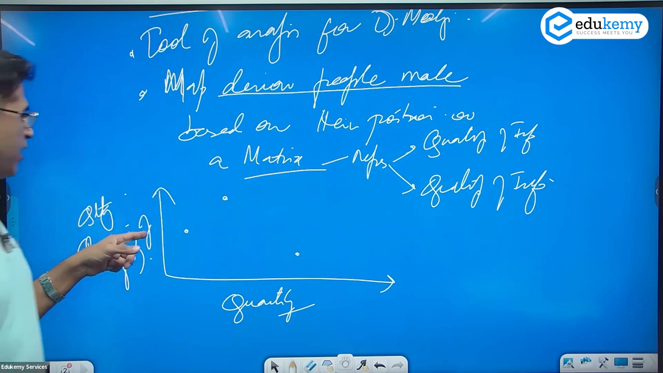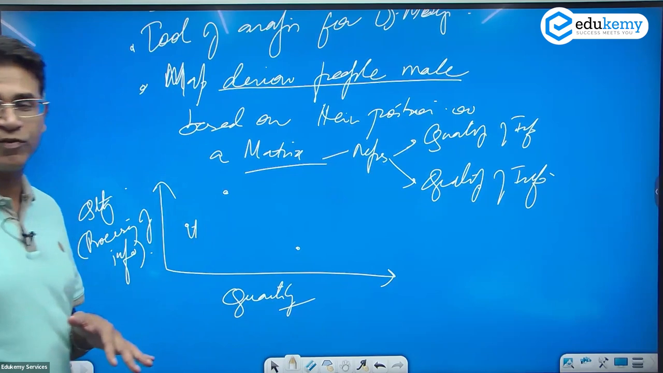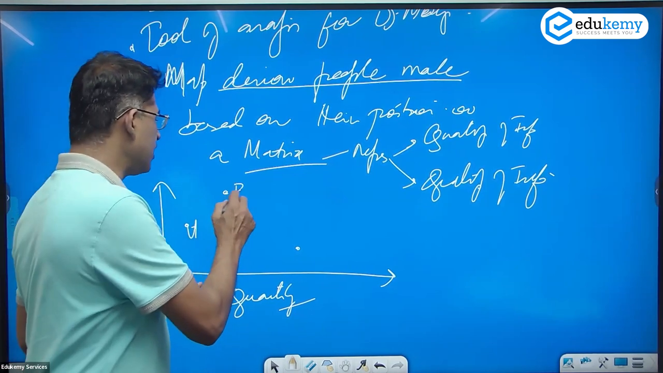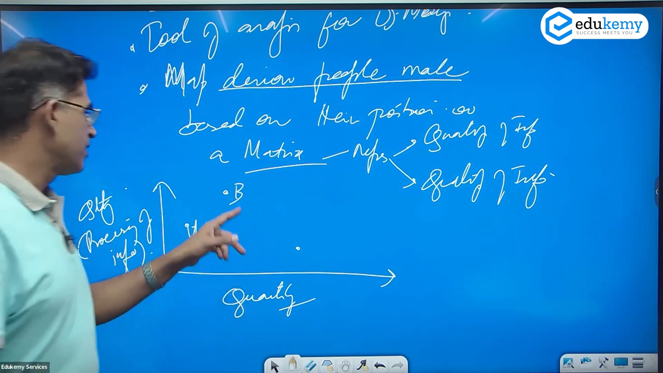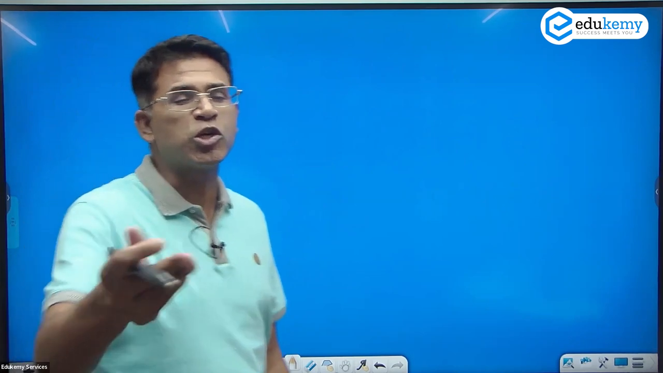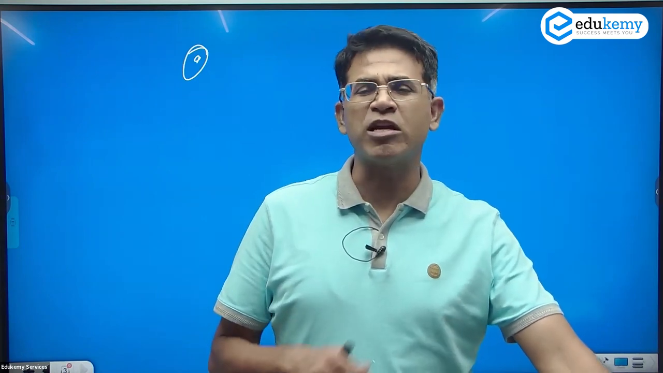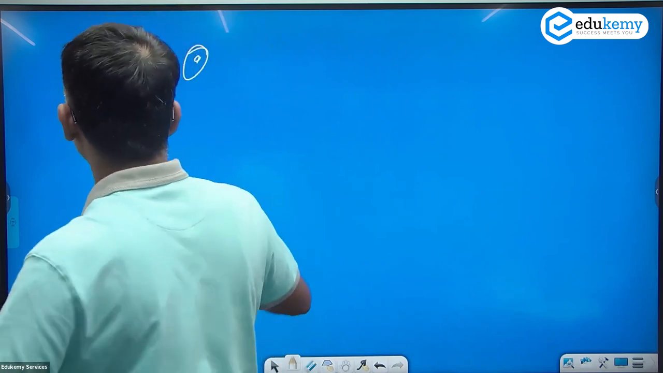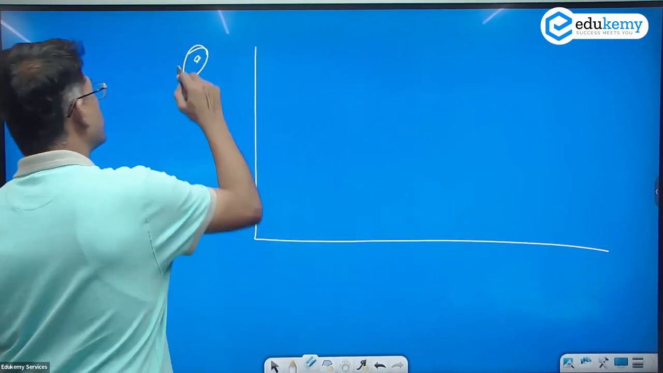Where are they? If a person is here, then I know he will do X type of work. If a person is here, I know he'll make Y type of decisions. How do I know this? Because the correlation between the position on the matrix and the decision made is statistically arrived at. Typically, think of how your computer works.